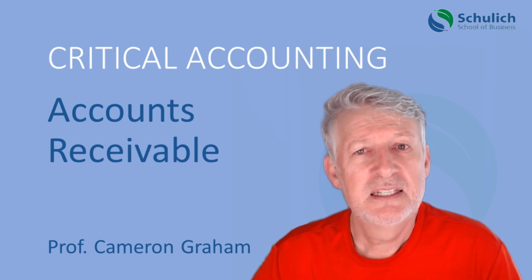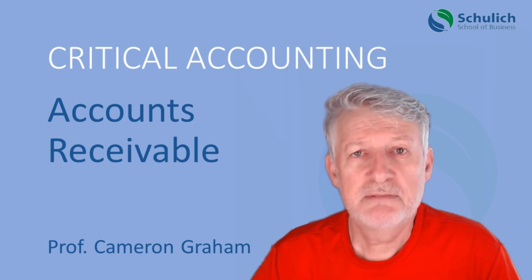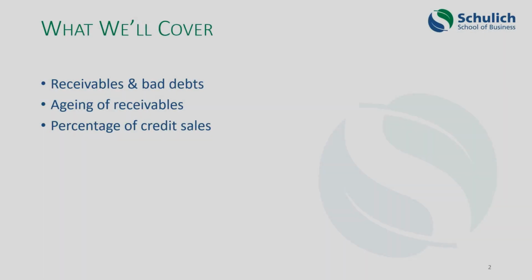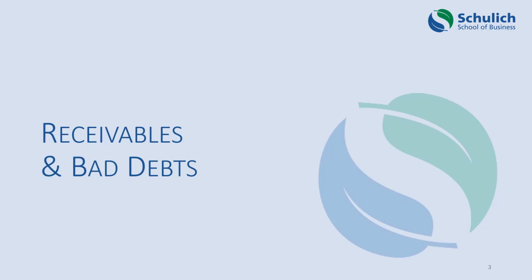Canada. Today we're going to talk about accounts receivable. First, we're going to look at the general topic of receivables and bad debts, and then we're going to look at two particular methods that are used with respect to receivables: the aging of receivables method and the percentage of credit sales method. Let's look at receivables and bad debts then.